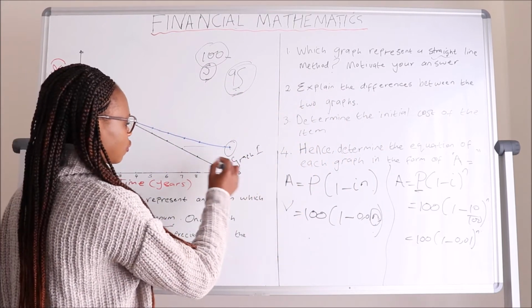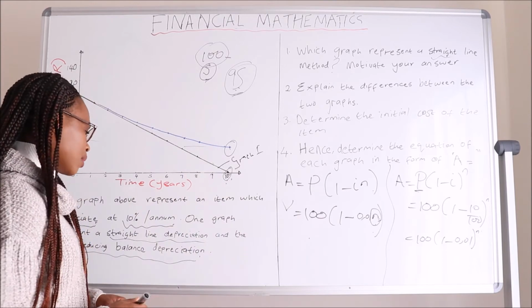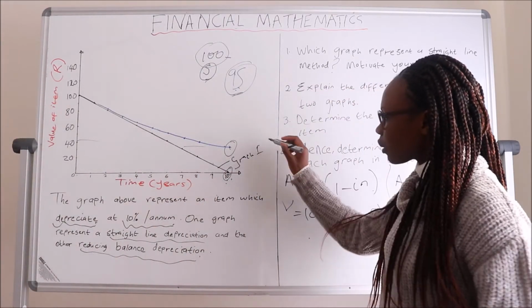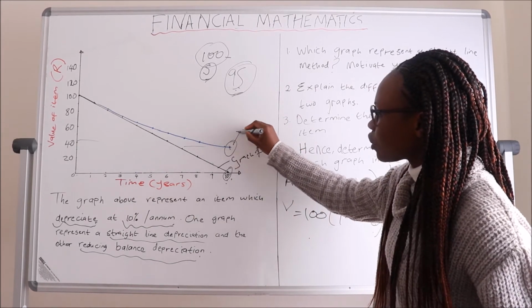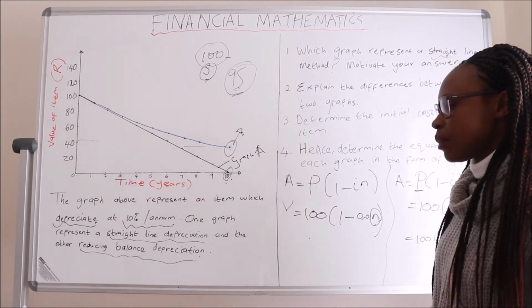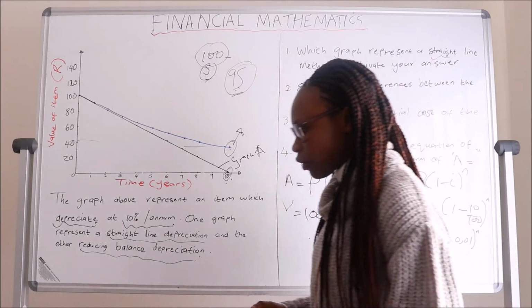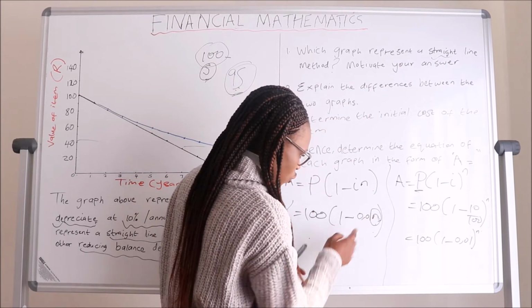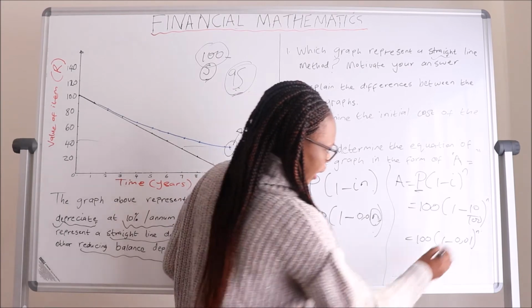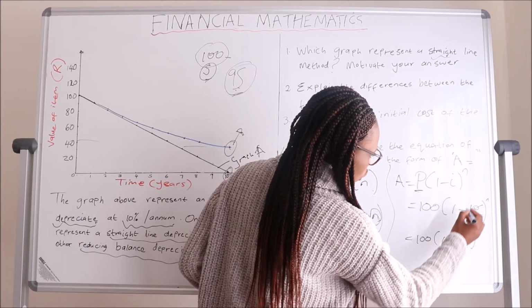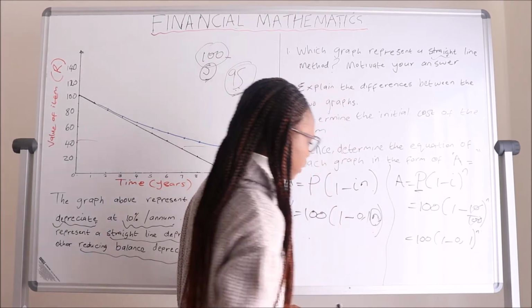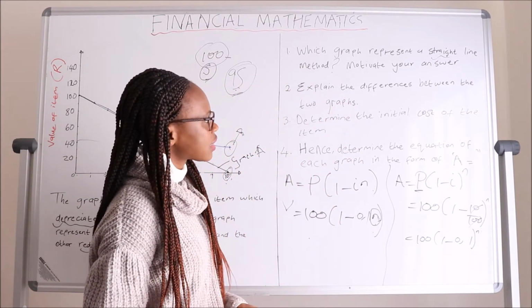These two are the equations for this graph. The first equation is for graph A, which is the straight line method, and the second equation is for graph B, which is for the reducing balance method. Alright guys, I hope you understood this one. Actually, I made a mistake here. 10 divided by 100 will actually give us 0.1. So here it's not 0.01, it's actually 0.1 n. Then that's it for this question.